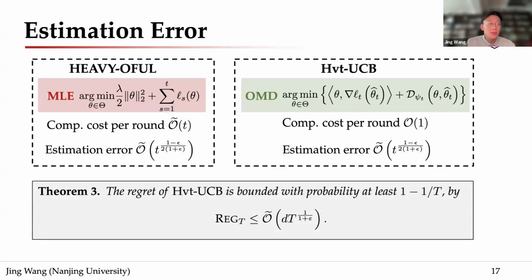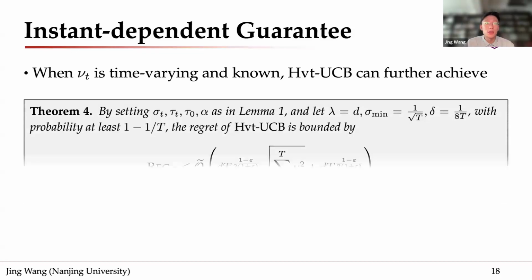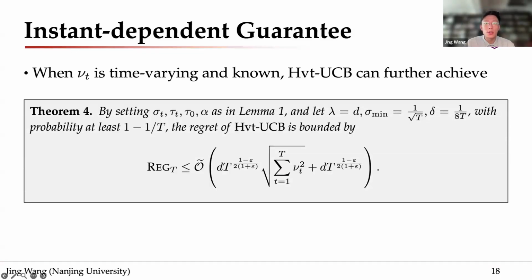And since we have the same estimation error, we do the regret analysis and find that we can also achieve the optimal regret bound, which is d times t to 1 over 1 plus epsilon. And furthermore, if the nu t, which is the moment bound of noise, is time varying and known, the HVT-UCB can further achieve the instance dependent bound, where, when the nu t is small, the bound will be tighter. So this also matches the instance dependent results previously established in heavy OFAL.